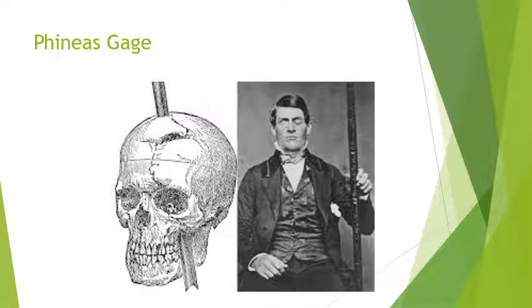So the very famous American railroad construction foreman, Phineas Gage. I think there was an explosion, and then an iron rod was driven completely through his head, destroying much of his brain's left frontal lobe. And for that, his friends reported effects on his personality. His friends said he is a different person, he's no longer the Phineas Gage we know.